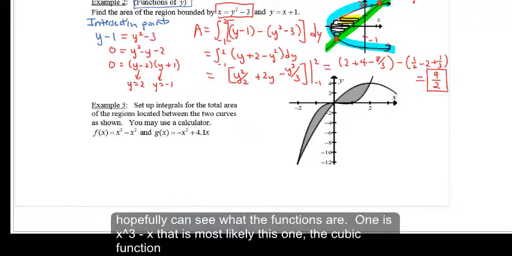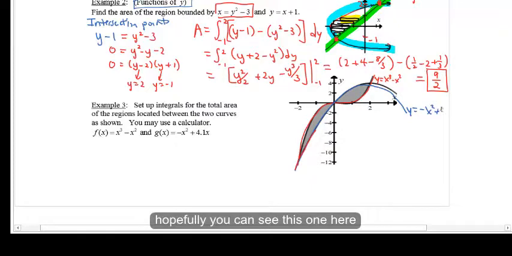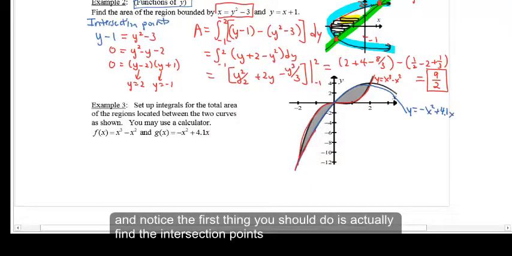One is x cubed minus x squared. That most likely is this one, the cubic function. And then you've got this g of x, which is a parabola. Hopefully you can see that it would be this one here. And notice the first thing you should do is actually find the intersection points.